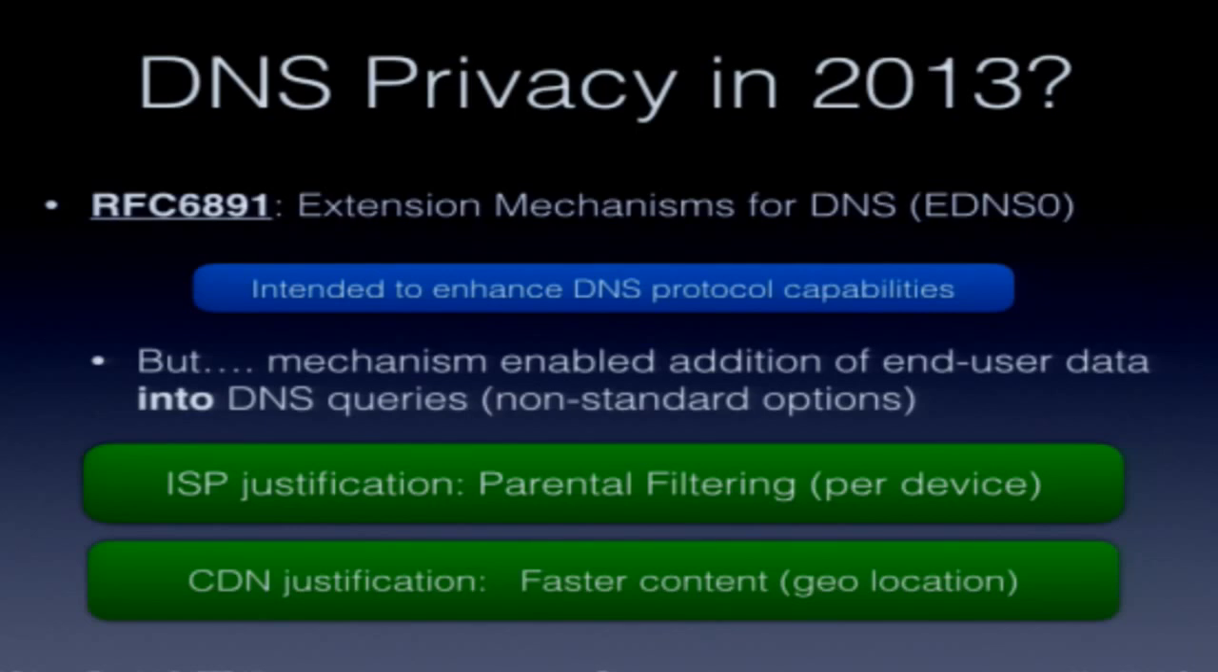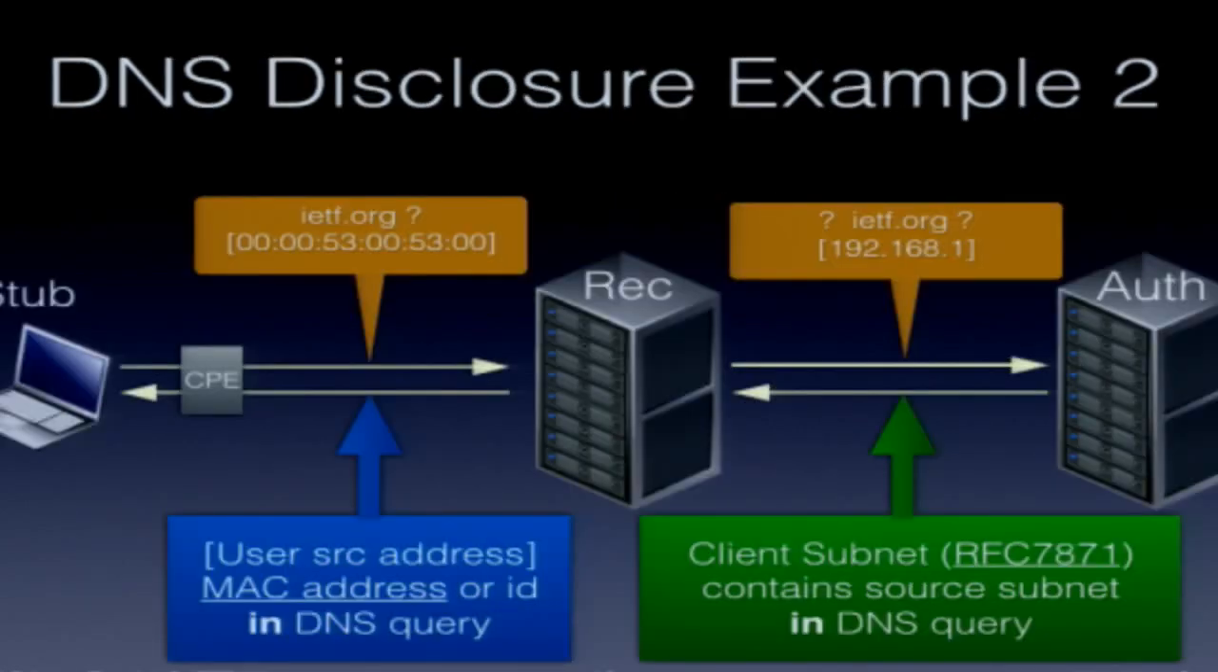Similarly, CDNs argued that if we know where you are located geographically, we can divert you to your nearest server, and you will get great streaming, and your cat videos will never buffer again. Isn't that wonderful? Aren't we doing you a great customer service? So this all sounds great, and people sign up for it. What they don't realize is what this means in practice.